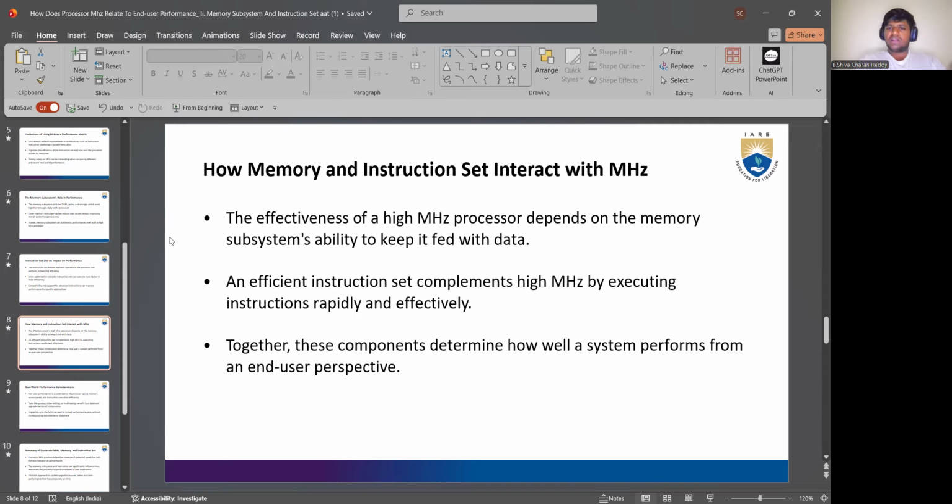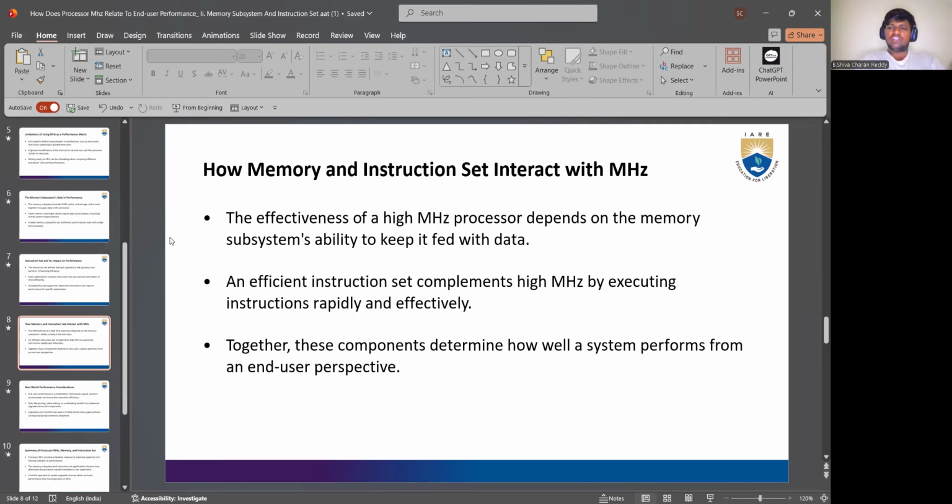The effectiveness of a high megahertz processor usually depends on the memory subsystem. As I said in the memory subsystem part previously, if the memory subsystem is not up to par with the processor, a bottleneck will form, not allowing the data to flow smoothly, which will result in less processing of data.